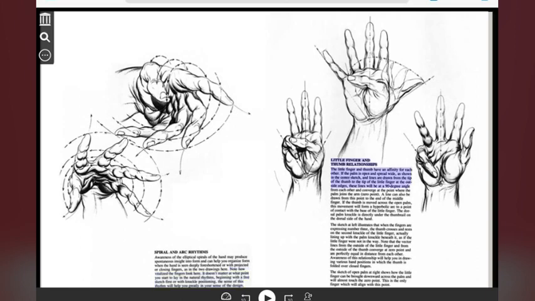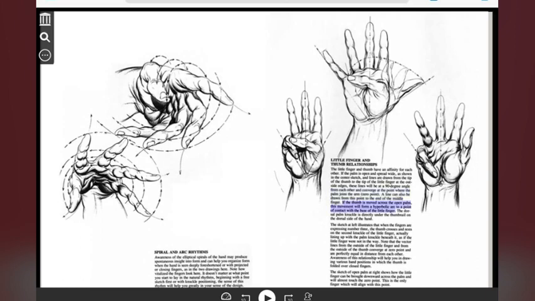Little finger and thumb relationships. The little finger and thumb have an affinity for each other. If the palm is open and spread wide, as shown in the center sketch, and lines are drawn from the tip of the thumb to the tip of the little finger at the outside edges, these lines will be at a 90-degree angle from each other and converge at the point where the palm joins the arm, 0 point. A line can also be drawn from this point to the end of the middle finger.